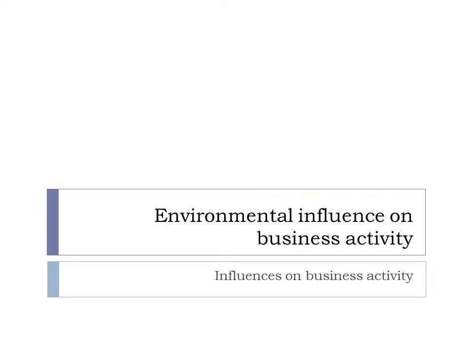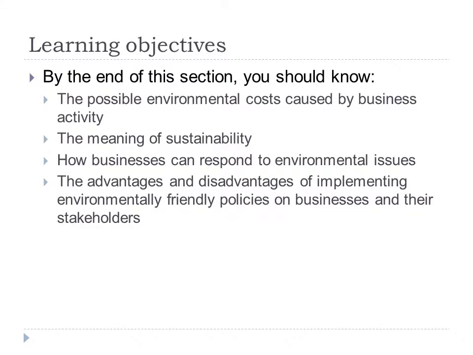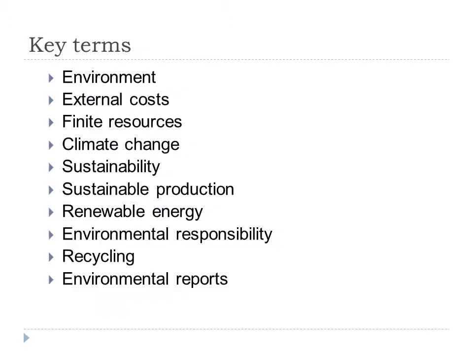Hi, today we're looking at the third section of influences on business activity, the environmental influence. The learning objectives are: we're looking at the possible environmental cost caused by business activity, what sustainability means, how businesses respond to it, and the advantages and disadvantages of businesses acting environmentally friendly.